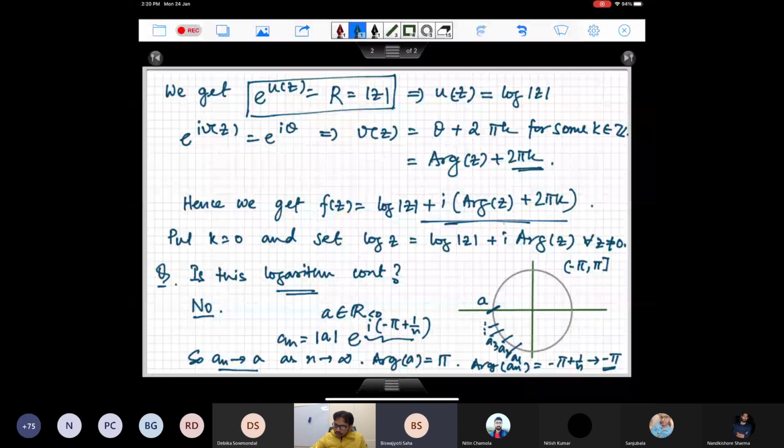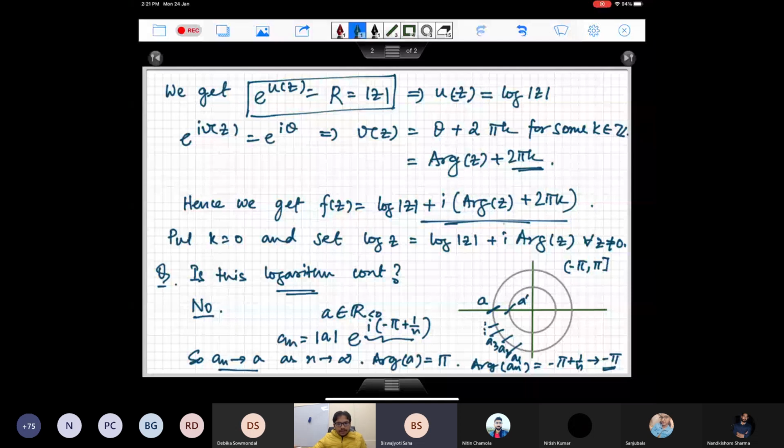So if the capital argument is not a continuous function at this point a, then the logarithm is also not continuous. Now you see, I have nothing specific about a. a could have been any point on the negative real axis, right? Here I had drawn this circle and got that. I could have drawn a smaller circle and got a different point, a prime, and the proof would have been the same: the argument function or the logarithm function is not continuous at a prime.